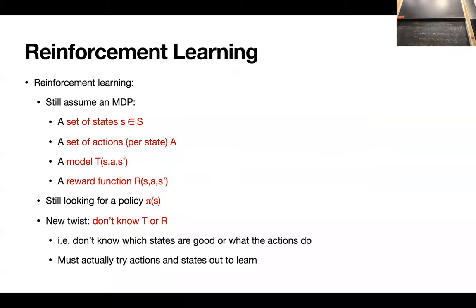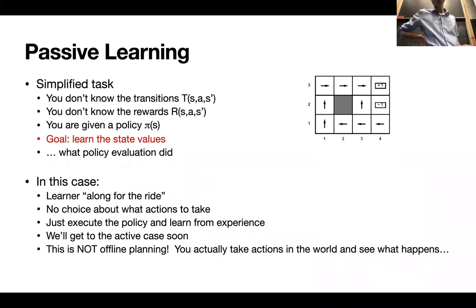Reinforcement learning is exactly this idea. You have an environment, and what we have so far is a model that transitions from a state S to another state S prime. We have a reward function R, which is whether the pancake actually gets flipped at the end. We're still looking for a policy pi of s, but now we don't know the transition function T or the reward function R, and we have to learn them as we go in the environment as we take actions.